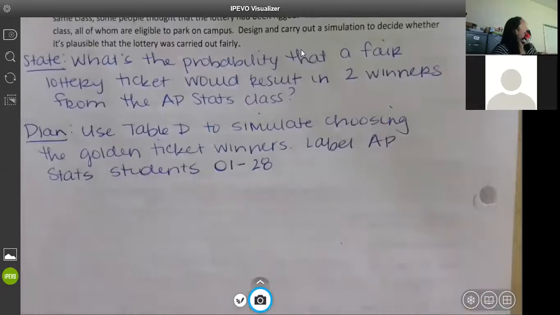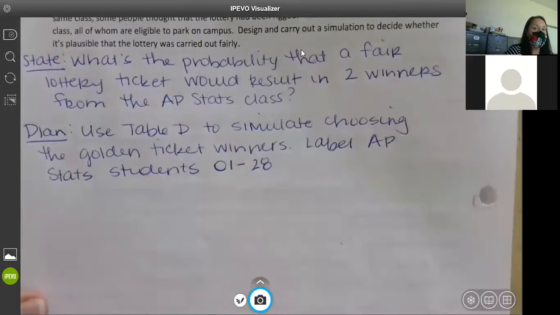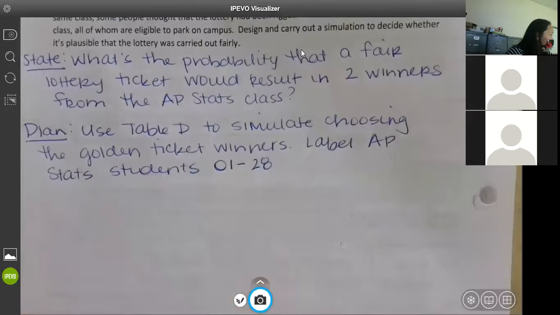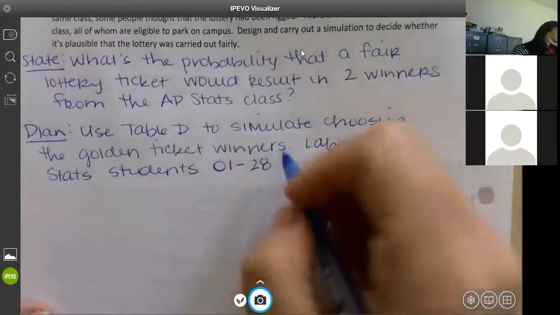Because we have 2 groups, right? We have a total of 95, so we got to make sure we got all of them in that lottery. Right now, we just have the 28 in there. What do I do for the other ones? We have label them 29 through 95.